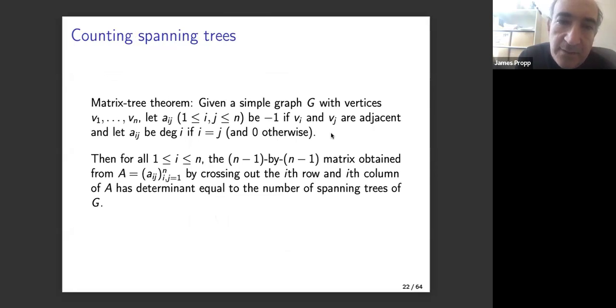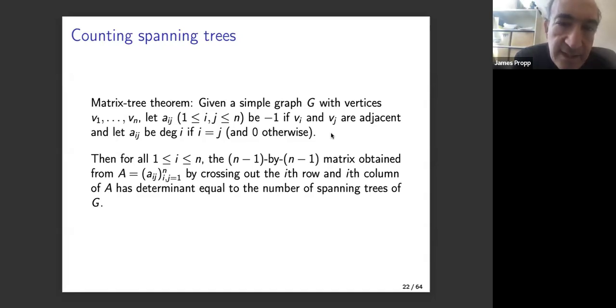So given a simple graph G with vertices V1 through Vn, so no self-loops, no multiple edges, we'll let a sub ij, for i and j going from 1 to n, be -1 if vertex i and vertex j are adjacent, and we'll let a sub ii be the degree of i if i equals j, and 0 otherwise.